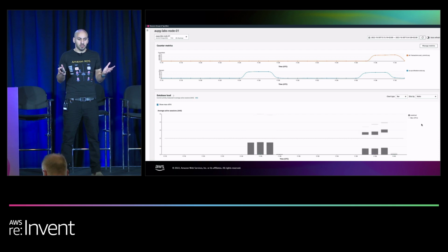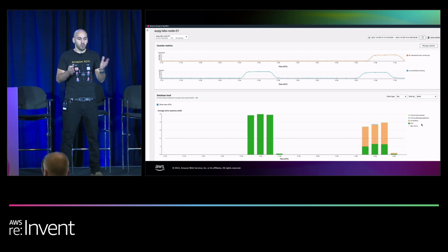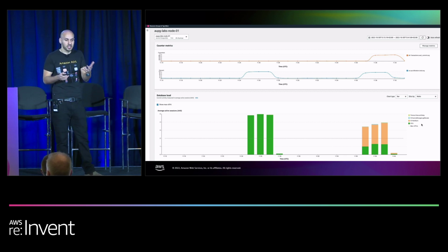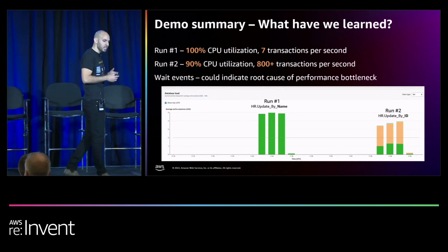So, pretty simple benchmark: two executions, one uses the index, one uses full table scans. And you can see that in the second execution, we have this orange color that represents the new wait events. Let's talk about that, and let's talk about what we've learned.